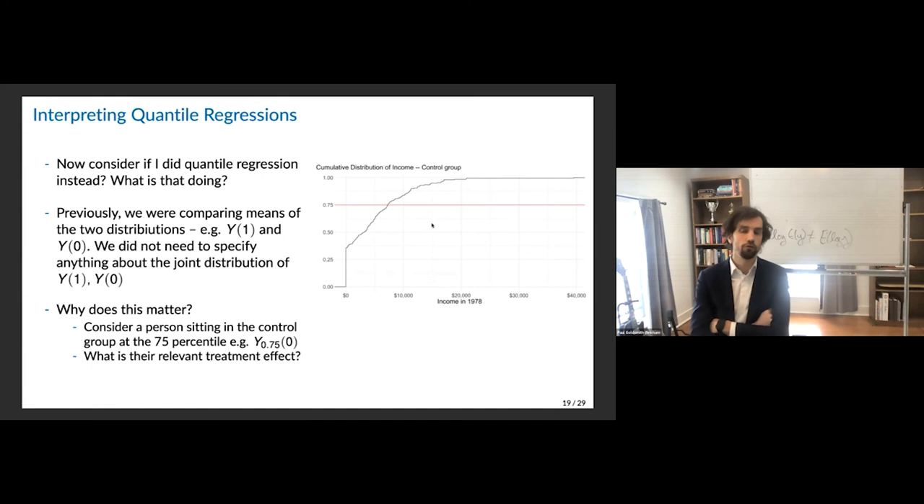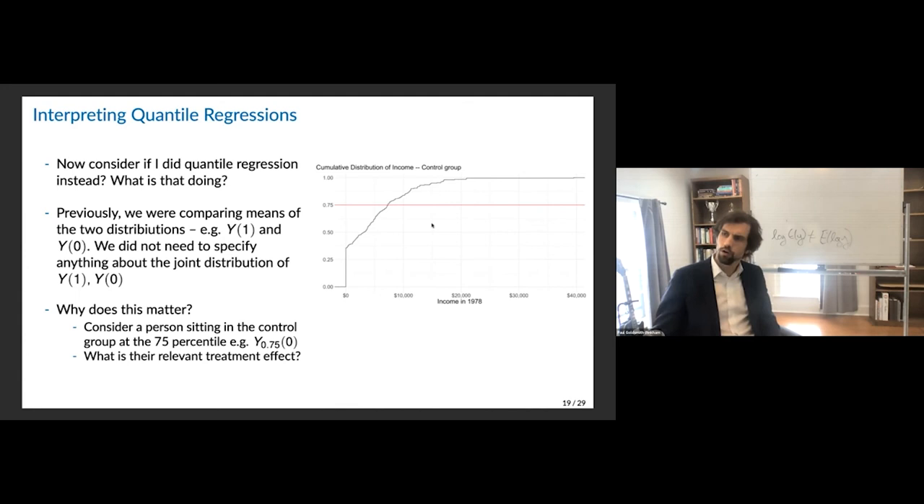We're basically talking about characteristics of, I have a sample of Y1s and I have a sample of Y0s. Say we were God and we observed everything and we didn't have the fundamental problem of causal inference, and we just observe everything, we're just thinking about two distributions. We didn't have to specify anything about the joint distribution of the two, and that's good because the joint distribution isn't fundamentally observable, right?